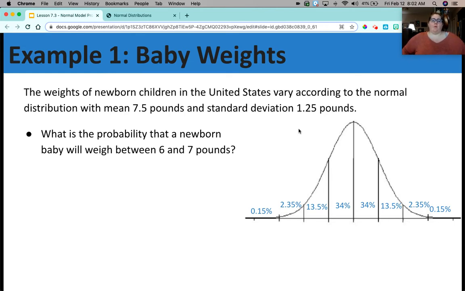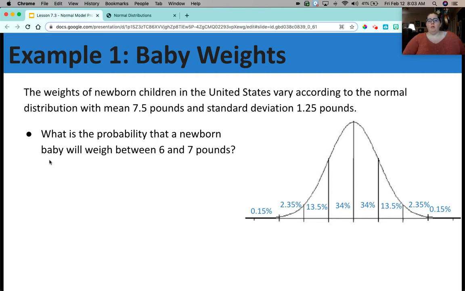This problem says that the weights of newborn children in the United States vary according to the normal distribution with a mean of 7.5 pounds and a standard deviation of 1.25 pounds. Remember, in the last lesson we talked about how in a normal model, the two numbers that are really important to always pull out to start with are the mean and the standard deviation. Back when we did binomial in the last unit, the two important numbers were n and p. With the normal model, the two numbers we always need are the mean and the standard deviation.